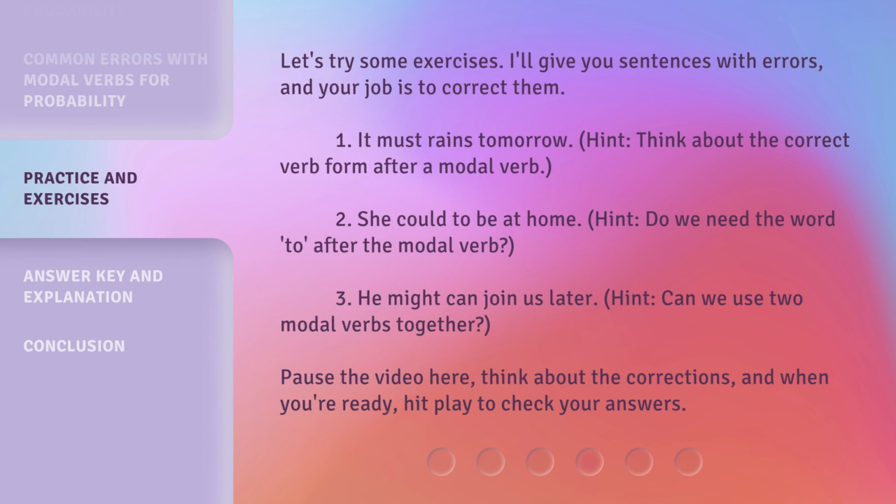Let's try some exercises. I'll give you sentences with errors, and your job is to correct them. 1. It must rains tomorrow. Hint. Think about the correct verb form after a modal verb. 2. She could to be at home. Hint. Do we need the word to after the modal verb? 3. He might can join us later. Hint. Can we use two modal verbs together? Pause the video here, think about the corrections, and when you're ready, hit play to check your answers.